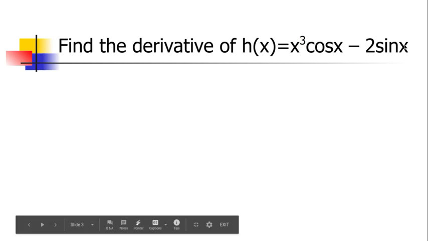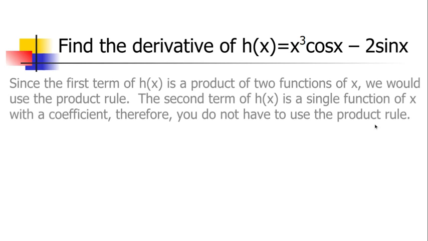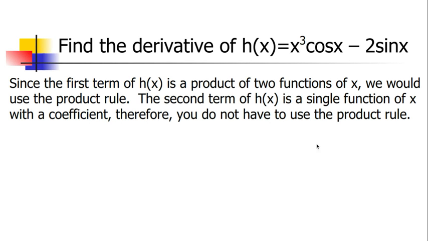The 2, even though there's a multiplication here, since the 2 is just a number, it's not technically a function of x, we don't need to use product rule there. All right, so the first term is a product of two functions of x. We're going to use the product rule, but the second term is just a single function of x with a coefficient. Therefore, we do not use the product rule.